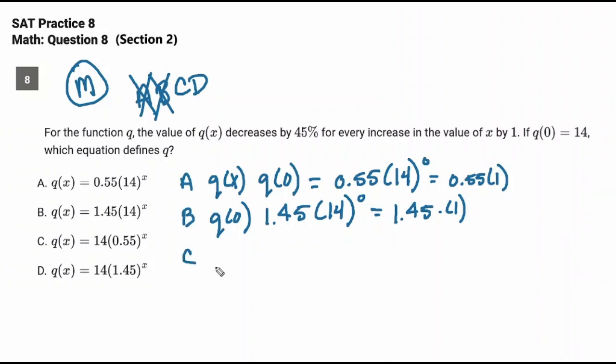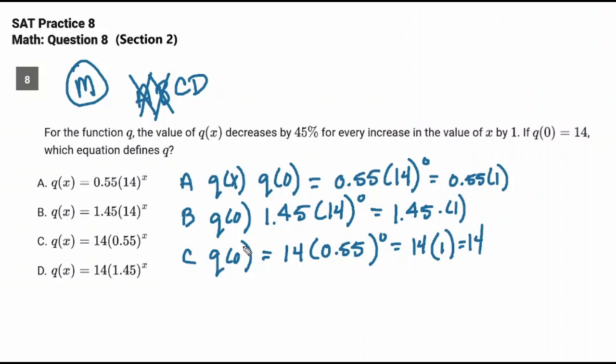All right, I'm going to do C down here. I'm going to do q of 0. So that's 14 times 0.55 to the 0. That's 14 times anything to the 0 is 1. So I got 14. Okay, cool. I bet I'm going to get 14 for D because this would be too easy otherwise. Q of 0 equals 14 times 1.45 to the 0 times 1. So I'm going to get 14. Right. So the only answer choices I have to deal with are C and D when I do the next step.